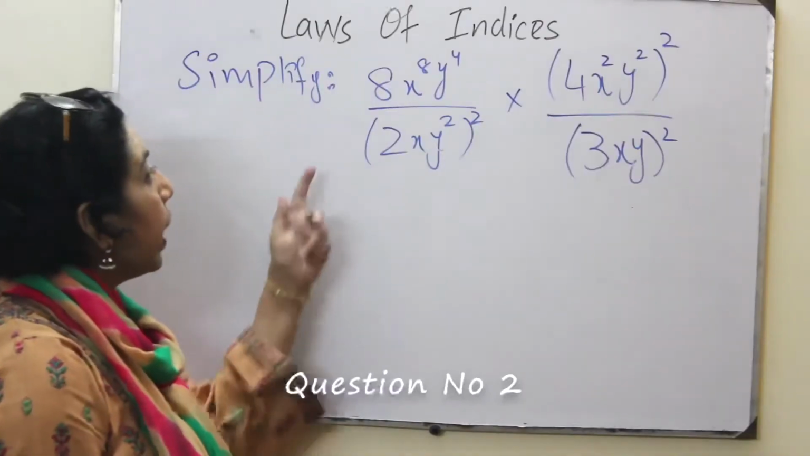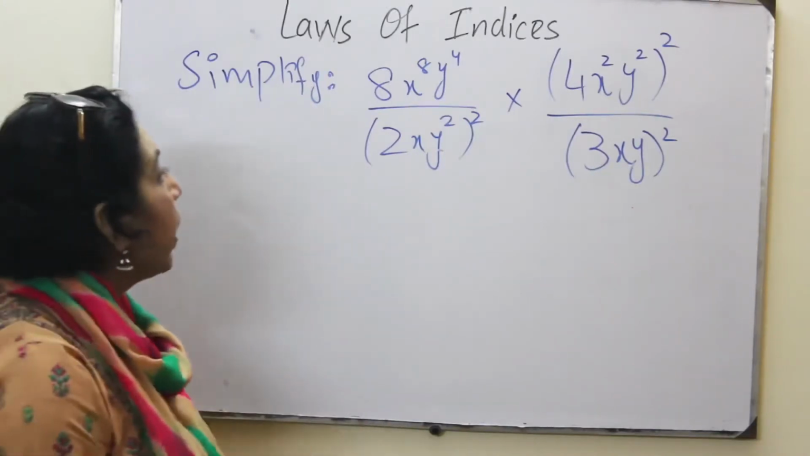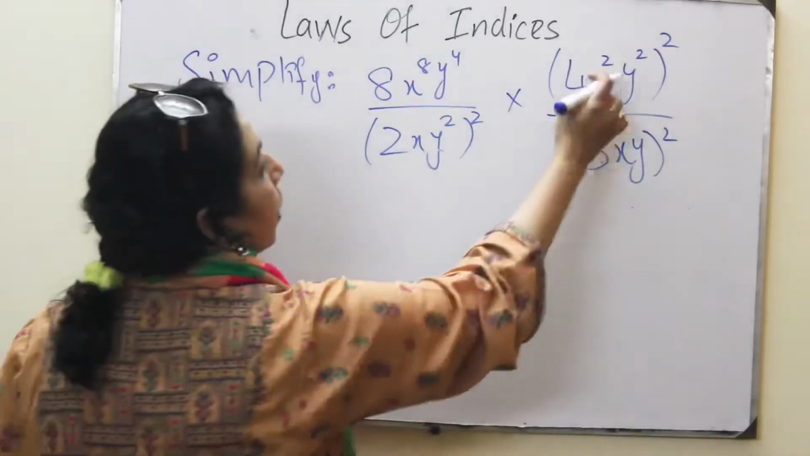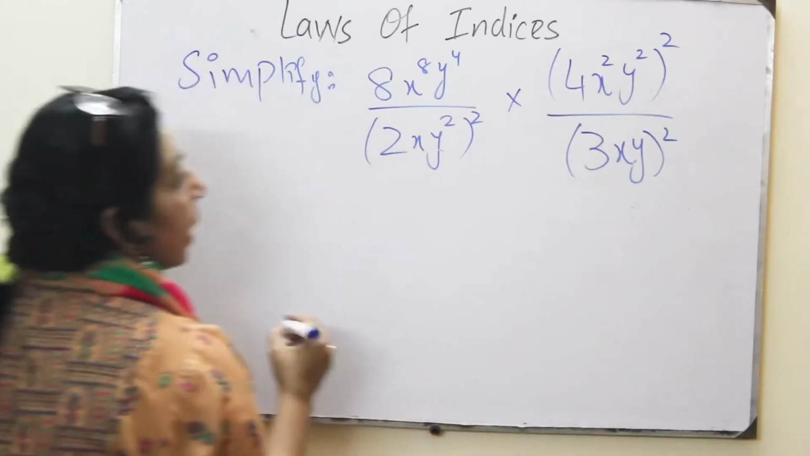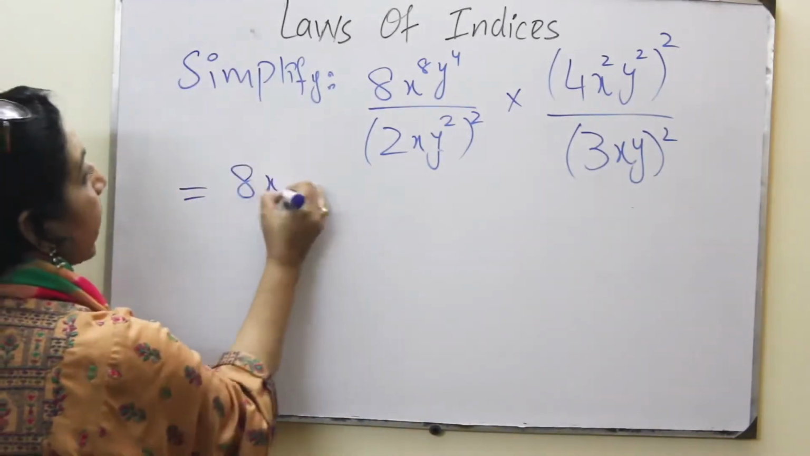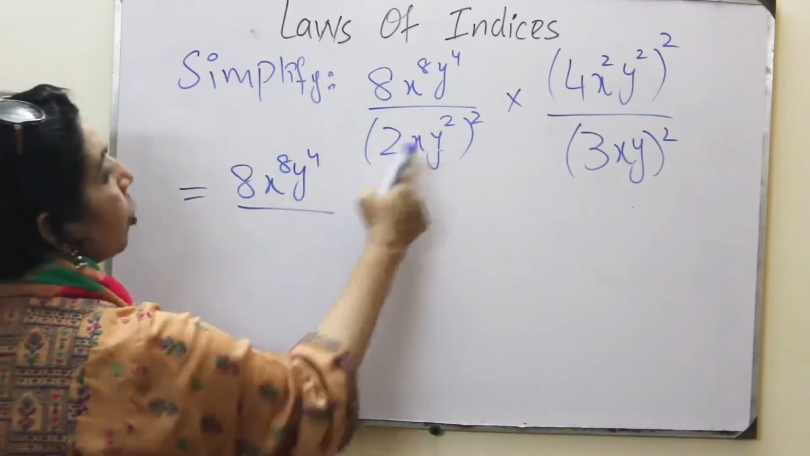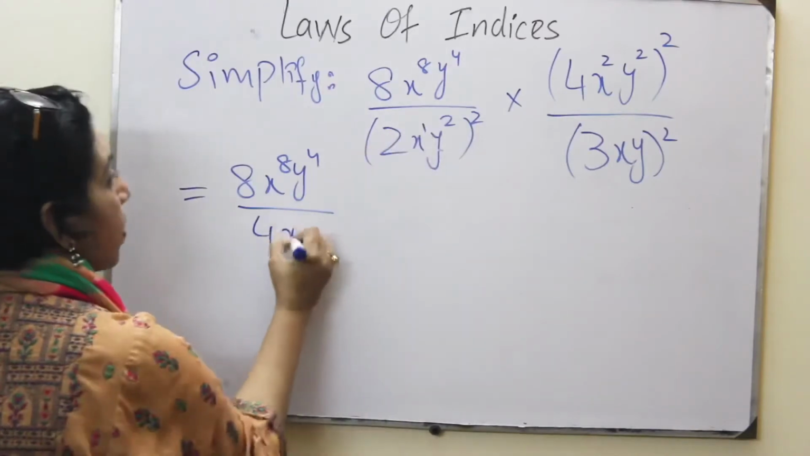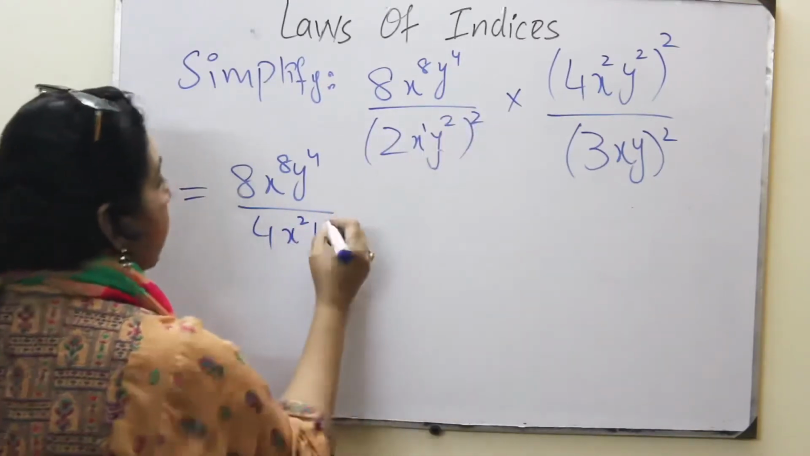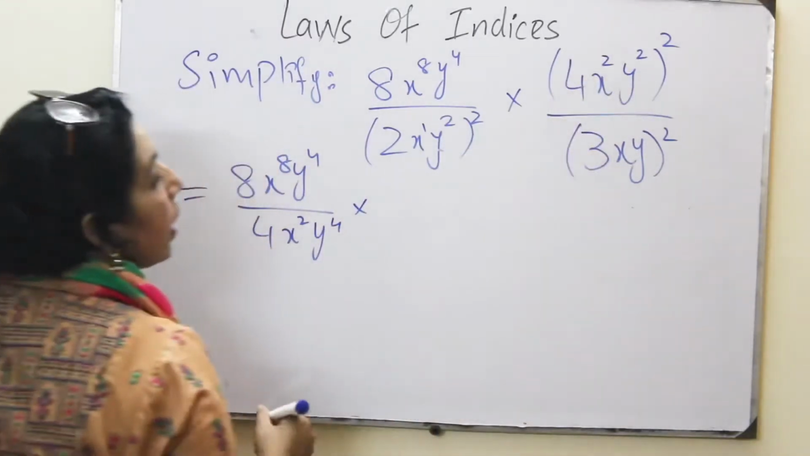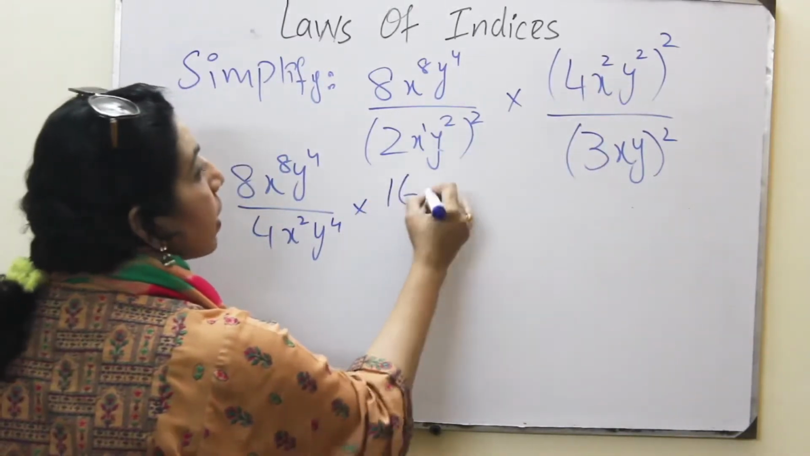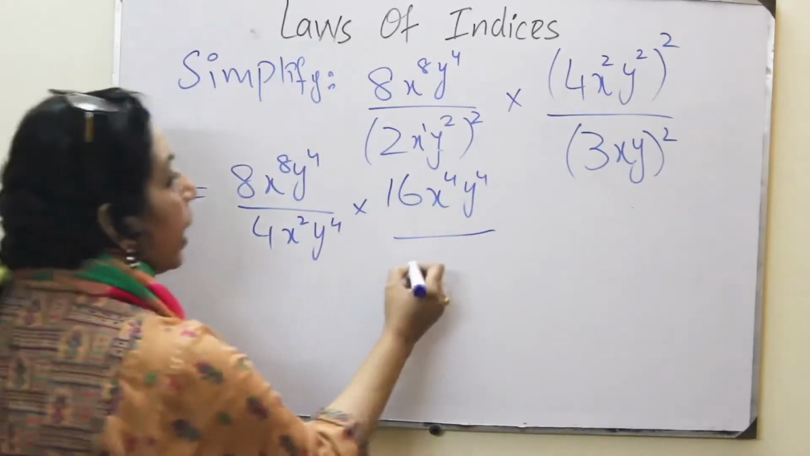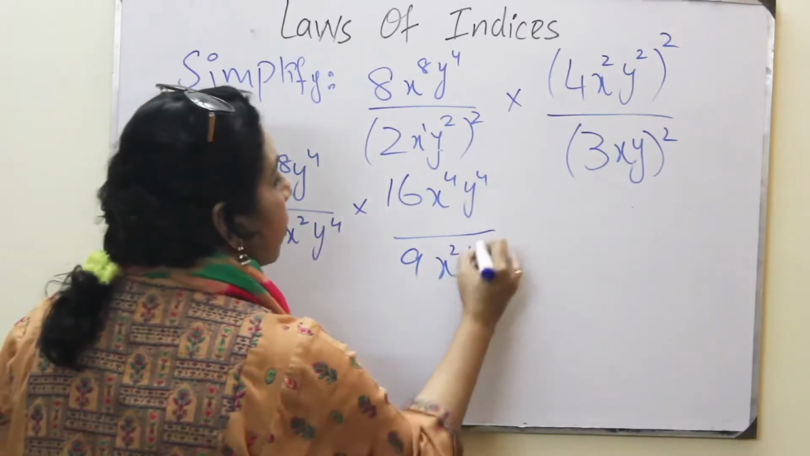The second question: 8x power 8 y power 4 divided by 2x y square whole power 2. We are going to open this, 4x square y square power 2, and this 3x y power 2. Okay, this 8x 8 y 4 will remain as it is. 2 power 2 is 4, x has nothing so it has power 1, 1 2 times 2, x power 2, y power 2 times 2 is 4. Here 4 square is 16, 4 multiplied by 4, 16 x power 4 y power 4 over 3 raised to power 2 is 9 x square y square.